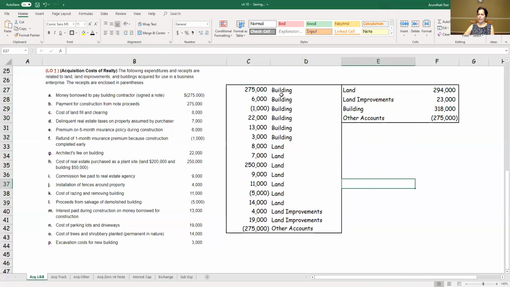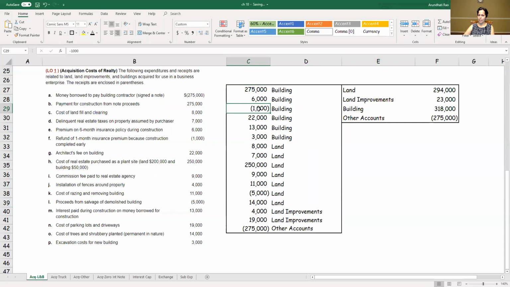Okay, so once again, each of these costs as they were incurred, you'll be doing your journal entry, and we have identified which account we are going to debit or credit. So the numbers that are in parentheses, that means cash is debit and this account is credit, building account is credit. Otherwise, cash is credit and building is going to be debited. We are capitalizing those costs.